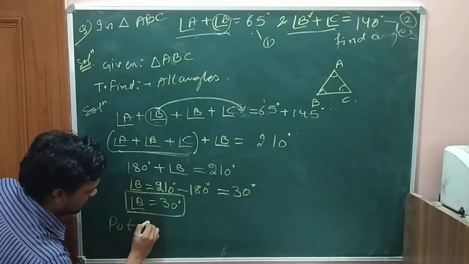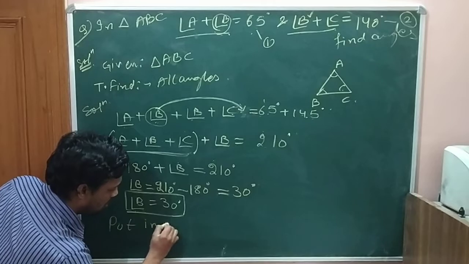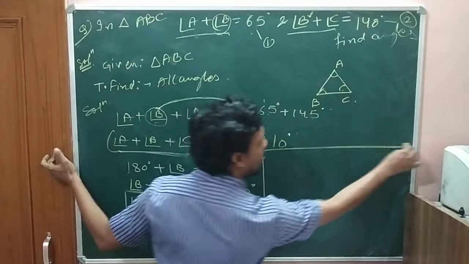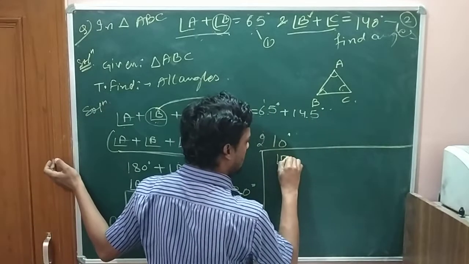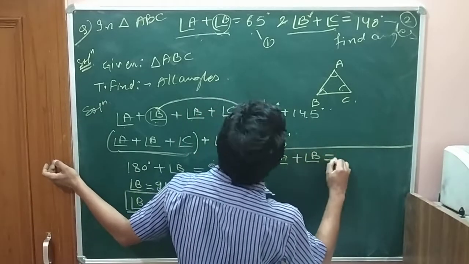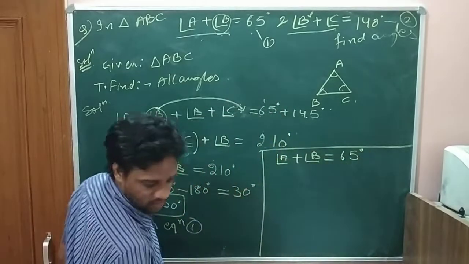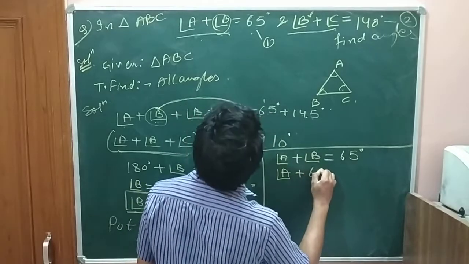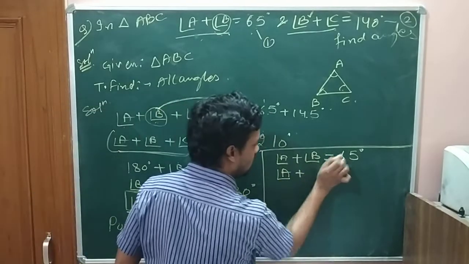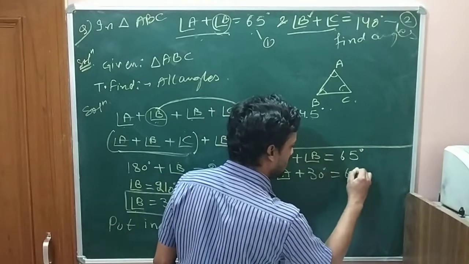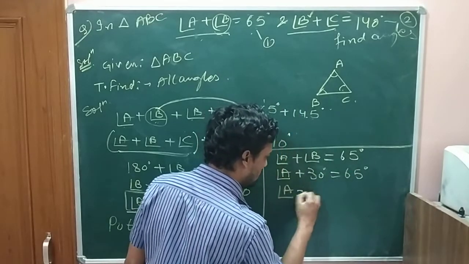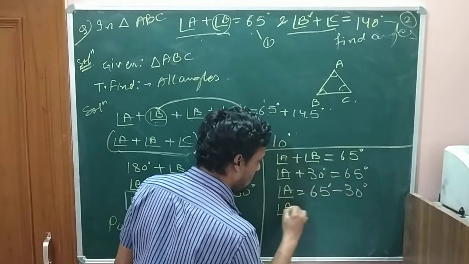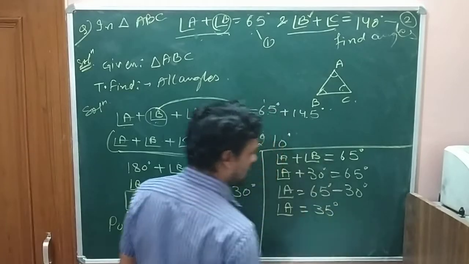Put it in equation 1. What is equation 1? Angle A plus angle B equals 65 degrees. Angle A plus, what is angle B? Oh sorry, angle B is 30 degrees. So angle A equals 65 degrees minus 30 degrees, so angle A equals 35 degrees.